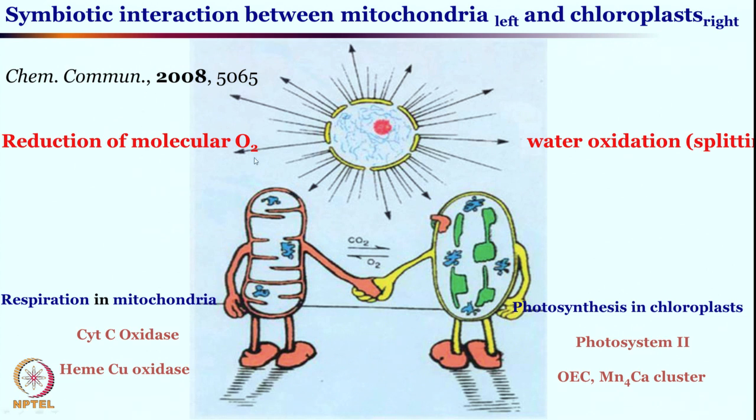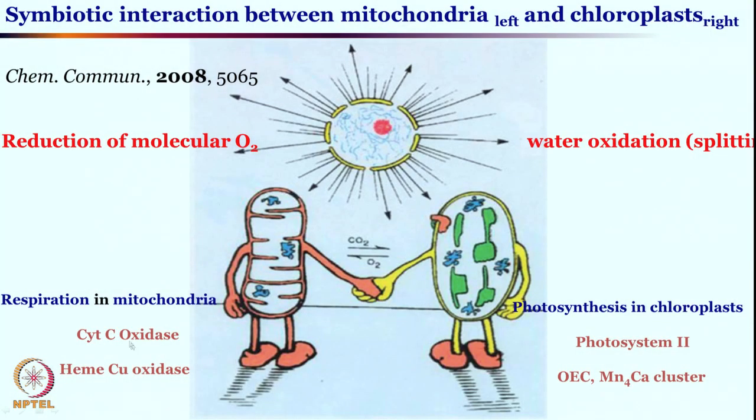So, reduction of molecular oxygen to give water and water oxidation to give you oxygen, I think, are the two most important processes that are keeping us alive. This oxygen to water conversion happens at the mitochondria, where you have seen the cytochrome C oxidase, the heme copper oxidase, and the intricate details of how oxygen is converted to water by the heme copper oxidase, which is quite fascinating.